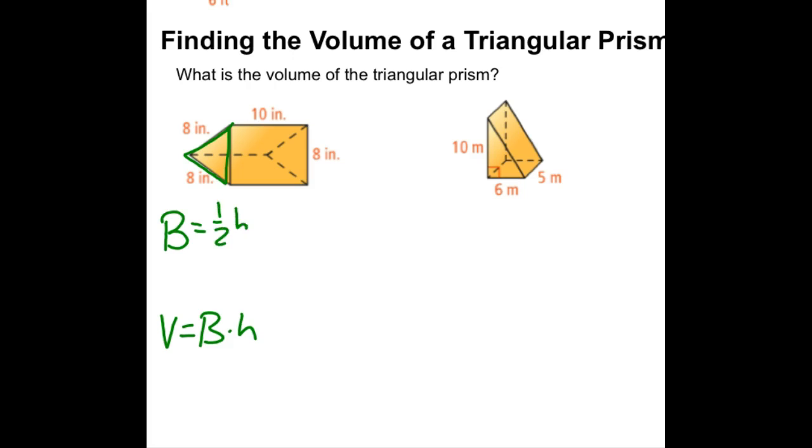It's 1/2 base times height. And now in a triangle, the base and the height have to make a right angle. But if you look, there's no right angles, and all of these sides are the same length, 8, 8, and 8. So what we do when this occurs, we don't have a height in there, we can draw one in.